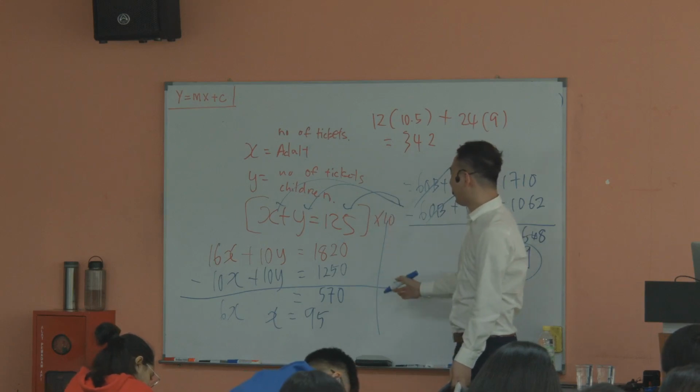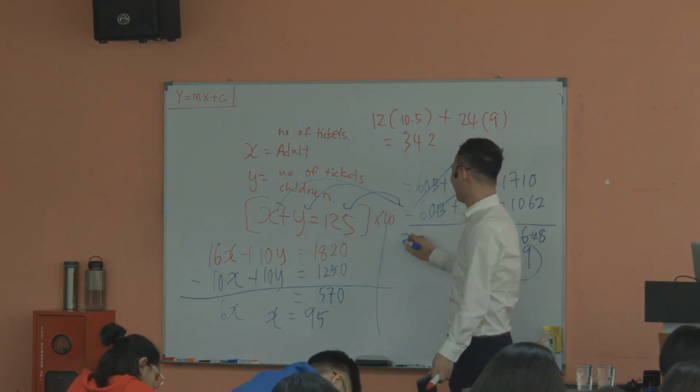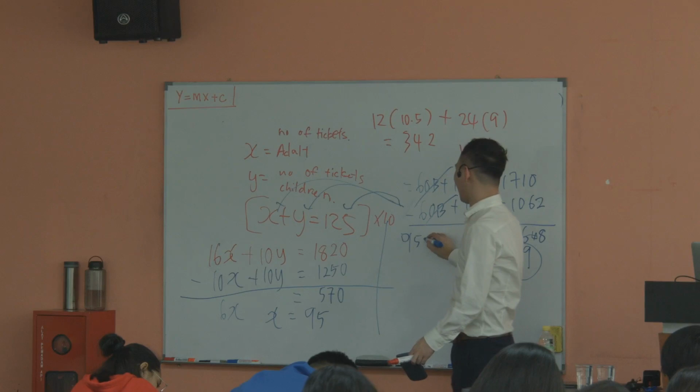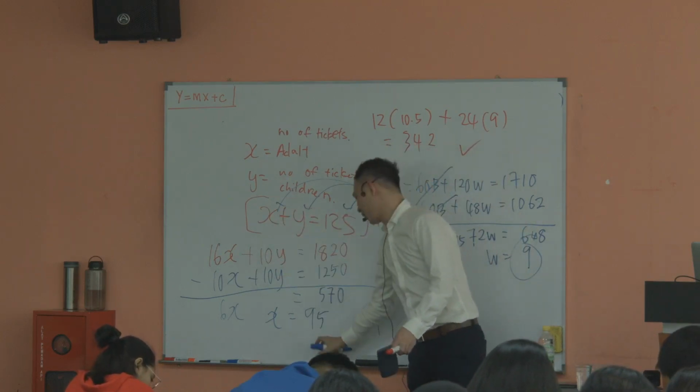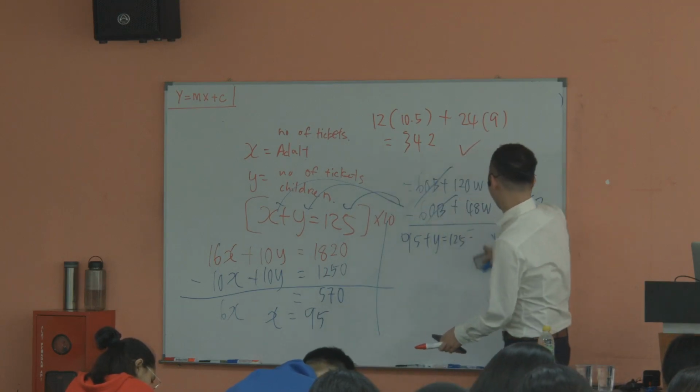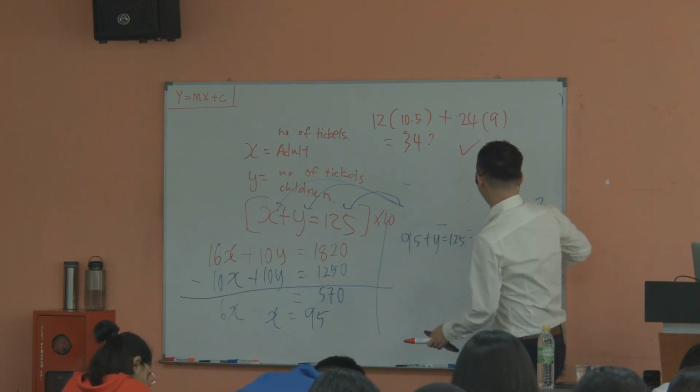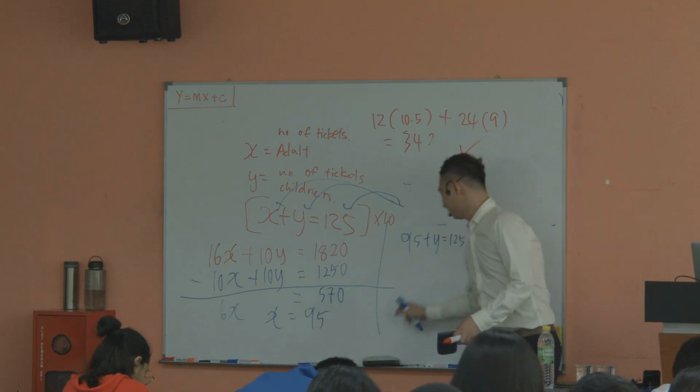Then I want to know the number of children. I will say 95 plus y equals 125. I just substitute my 95 back into this equation, and then I will get my y equals 30.